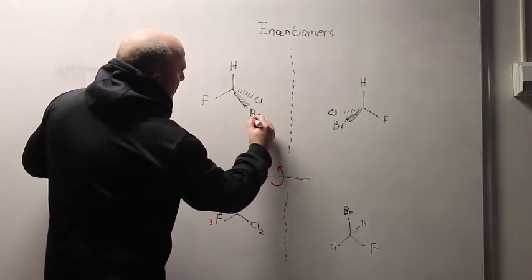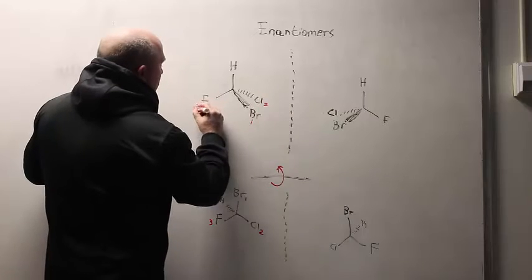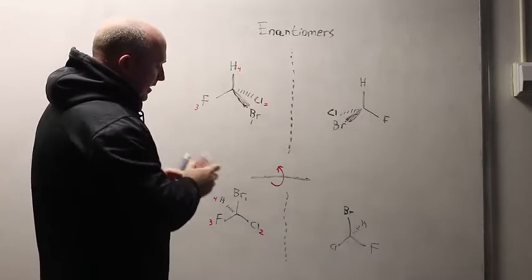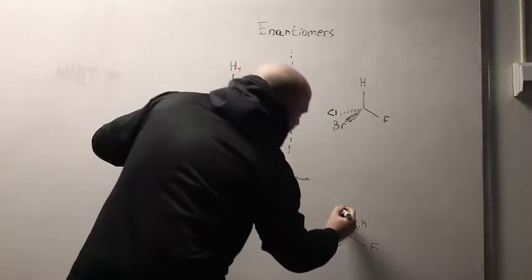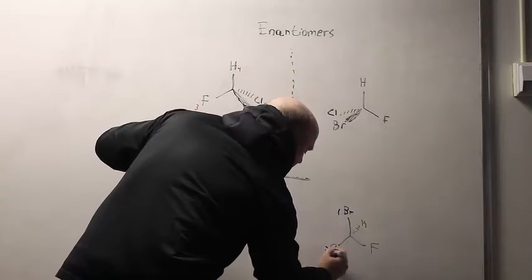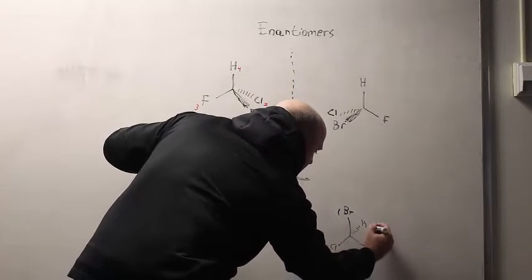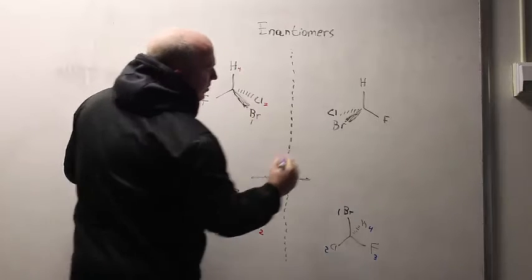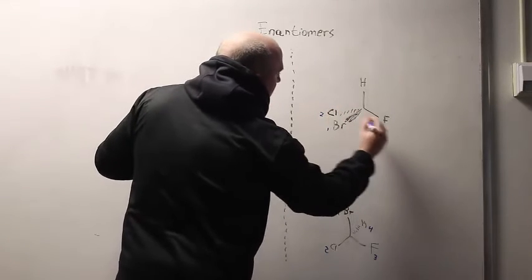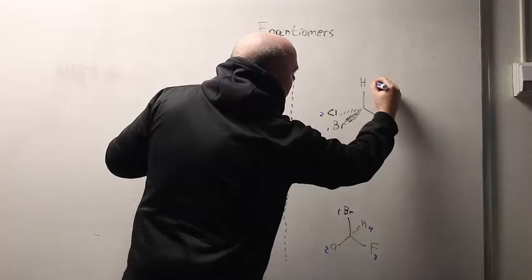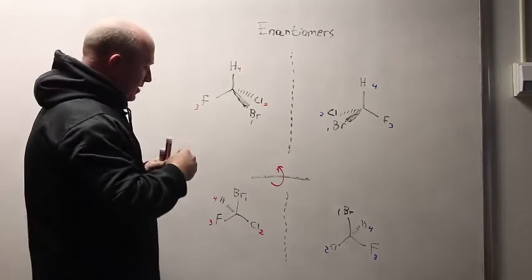Of course, that analysis holds right here: 1, 2, 3, 4. And likewise, the assignment of priorities doesn't change no matter how they're oriented in space. As long as I have bromine, chlorine, and fluorine, bromine's always going to be 1, chlorine's always going to be 2, fluorine's always going to be 3, and hydrogen is going to be 4.